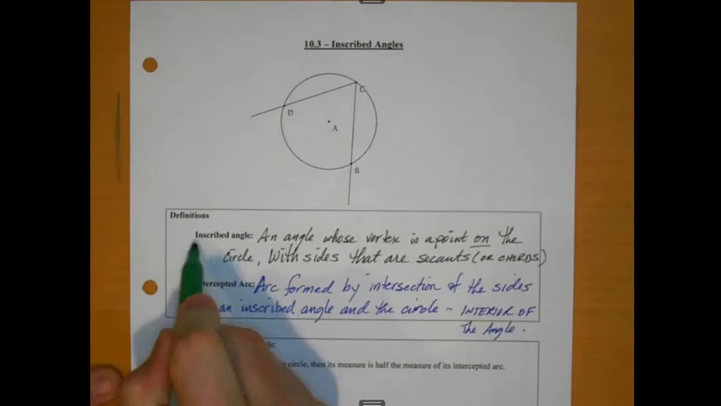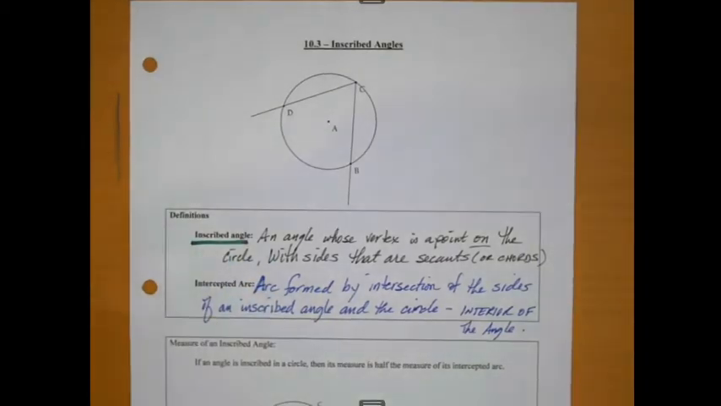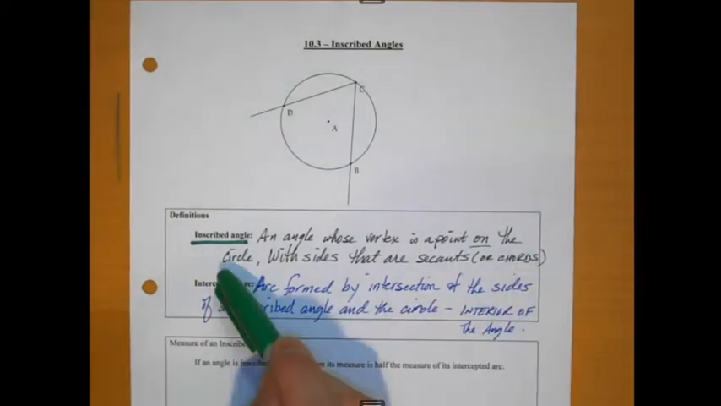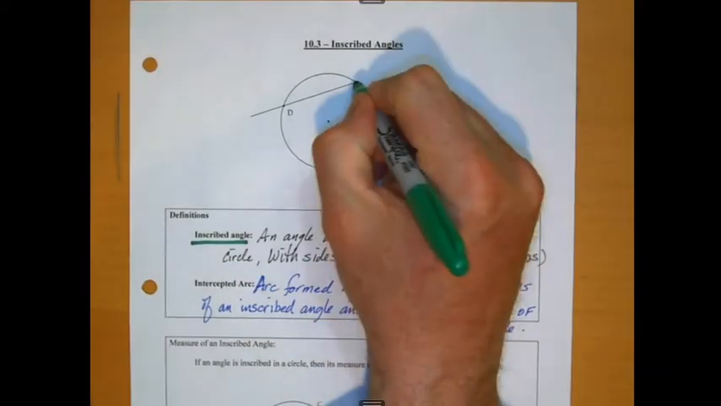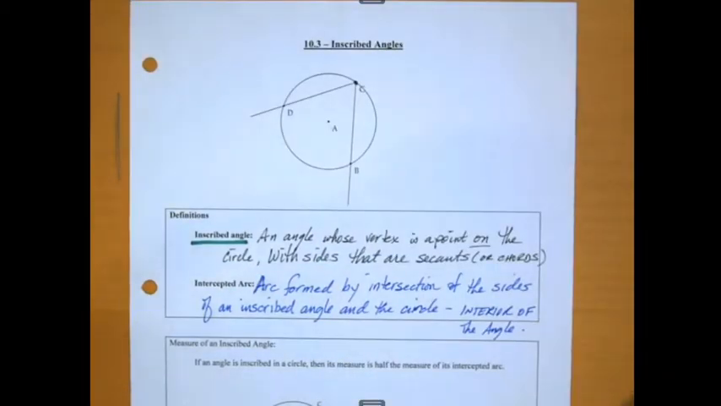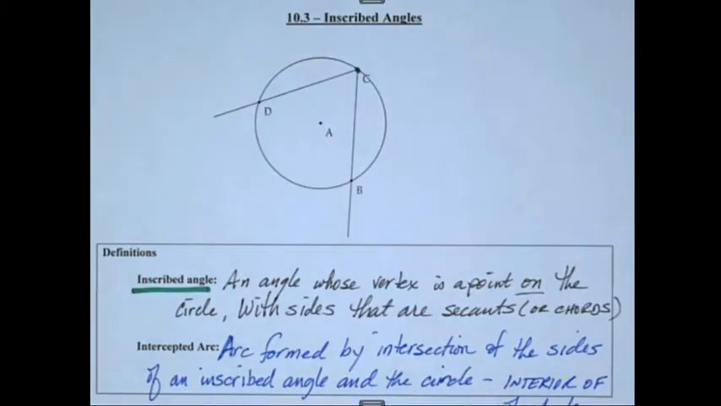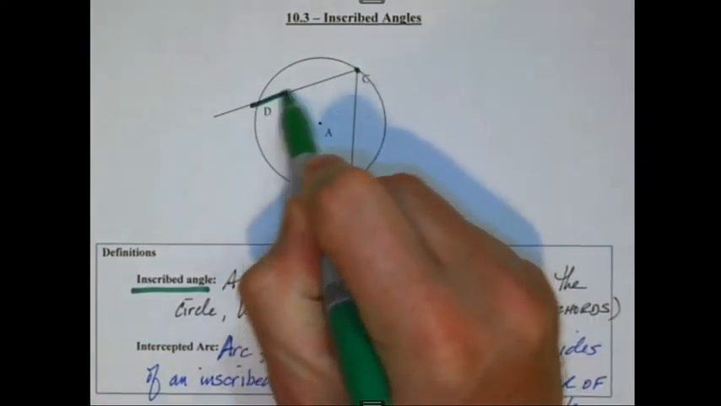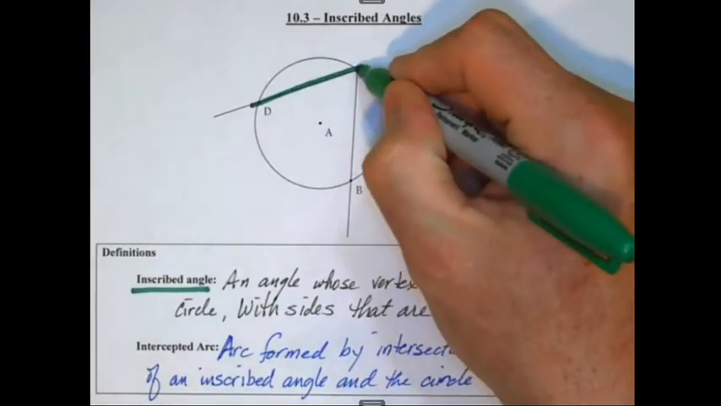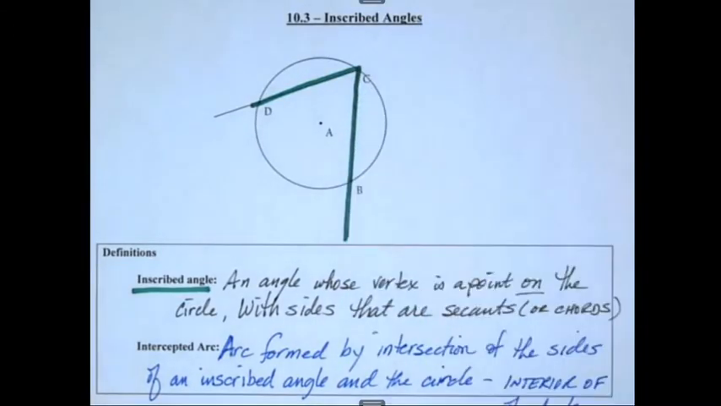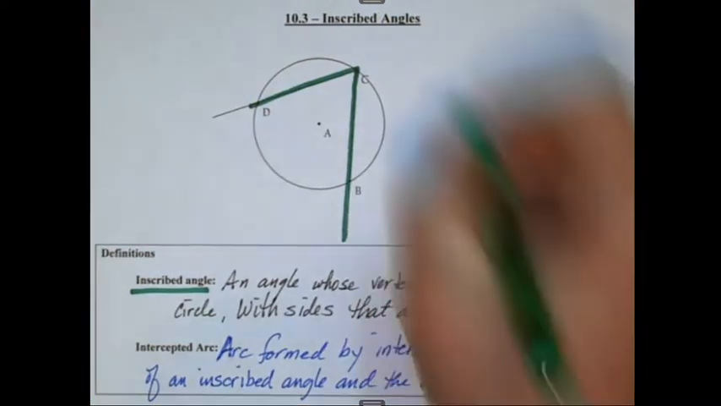The definition of an inscribed angle is an angle whose vertex is a point on the circle, with sides that are secants or chords. Remember that a chord is part of a secant. Here we have two chords. We have CD, part of that secant, and we have CB, which is another chord or secant. That angle is an inscribed angle.